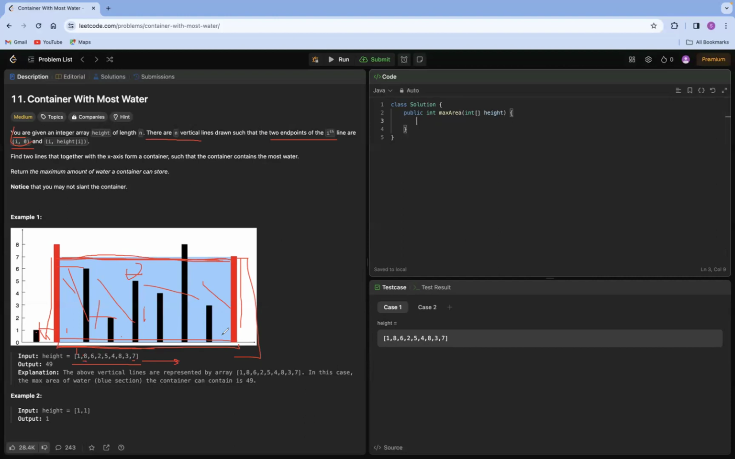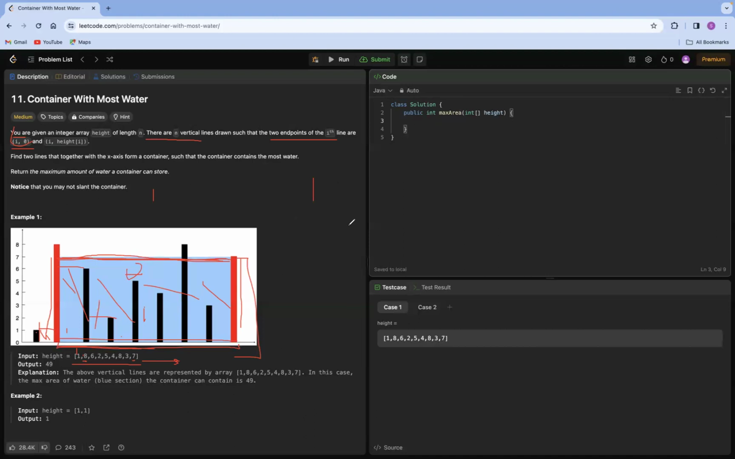So the best way to do this, in this type of problem, is the two pointer concept. Basically, in two pointer, we will have two pointers. One will be at the beginning, one will be at the last, and then we will do all the manipulation with these two pointers. So let's understand how that will be.